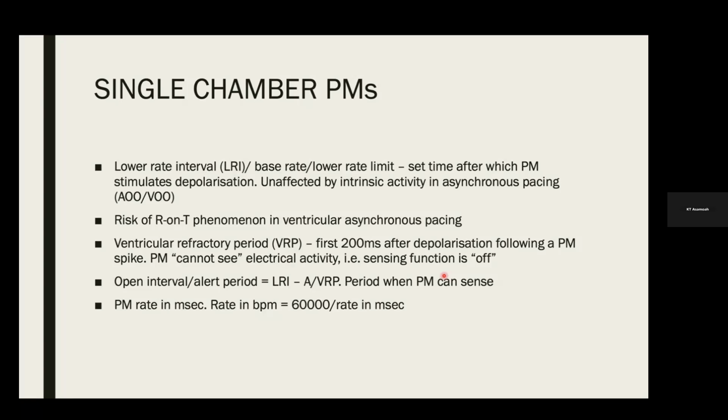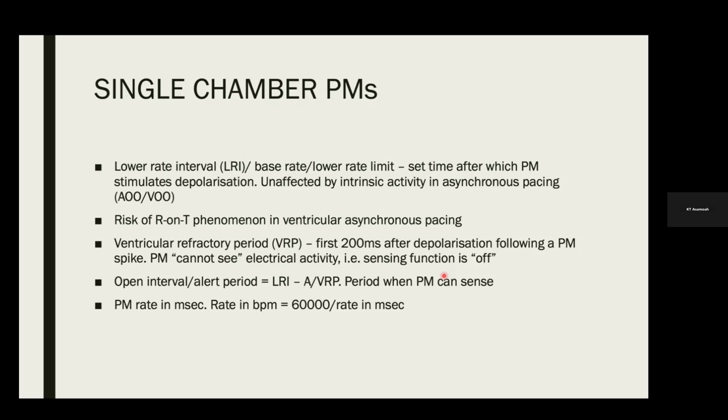Now in asynchronous pacing, the problem is that you are not really sensing what's going on. You are just pacing at regular intervals. So there's a chance that you may deliver the pacemaker spike on the T wave, and then you have what you have in an R on T phenomenon with ventricular ectopics, and that can degenerate into VFib.